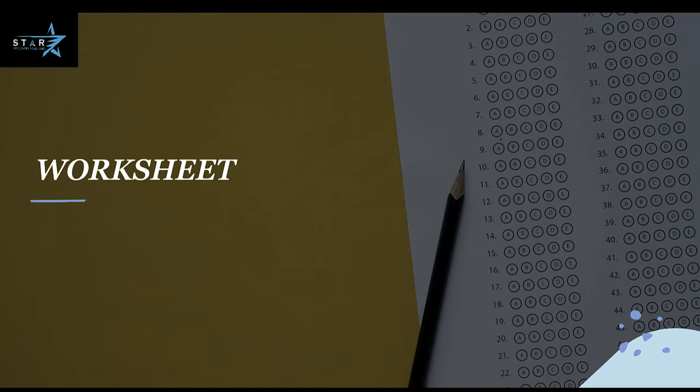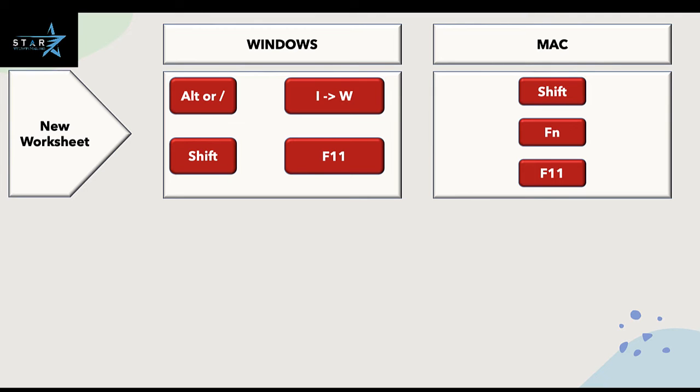Now let's talk about worksheet. Again, we are going to talk about the difference between Windows and Mac and the shortcuts applicable in each of these cases. New worksheet is very simple to create in Windows, which is Alt or backslash IW. We can use another method which is Shift F11, and coincidentally the same shortcut of Shift F11 also works in Mac. Now you'd be asking, then why have I put that function key?